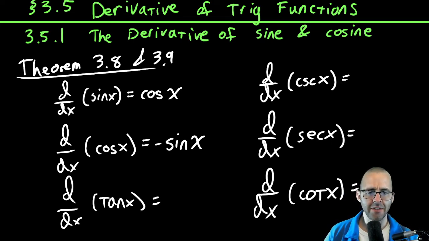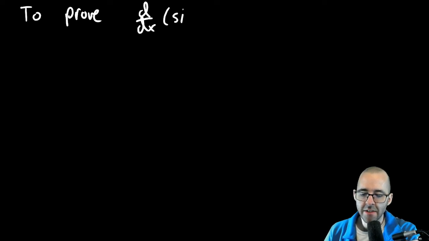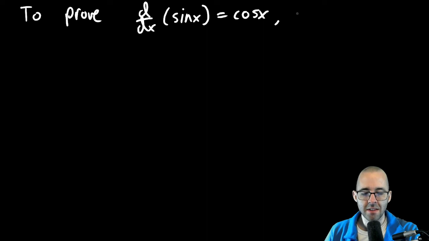All right, let's move on to the next part of the video. We're gonna show you where this comes from. We're gonna do a little proof. I shouldn't have said the P word. People don't like that. So to prove that the derivative of sine of x is equal to cosine of x, we're going to use 3 things.